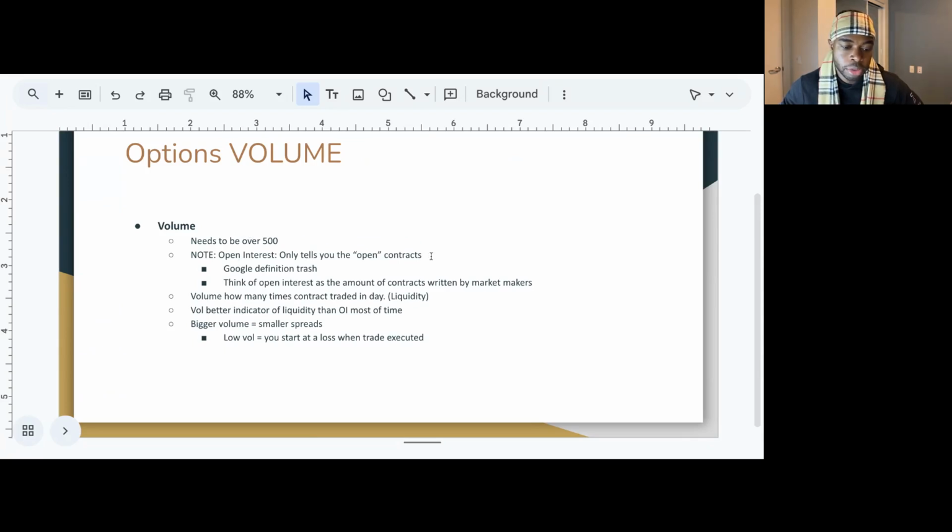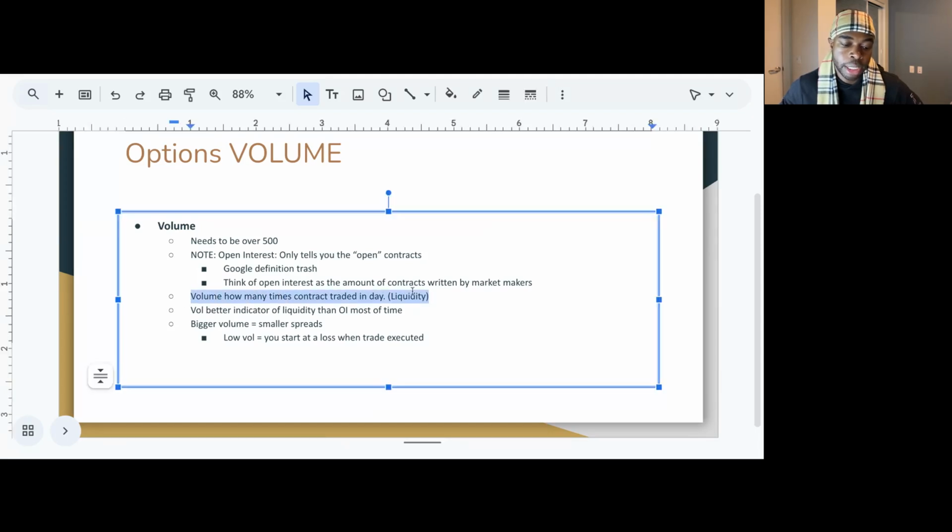Open interest kind of tells you the amount of open contracts that are still held, or contracts that are written by market makers. The volume tells you how many contracts are traded in the day. So it's a better indicator of liquidity than open interest most of the time. And then bigger volume equals smaller spreads, okay? Low volume, you pretty much will start at a loss when the trade is executed.